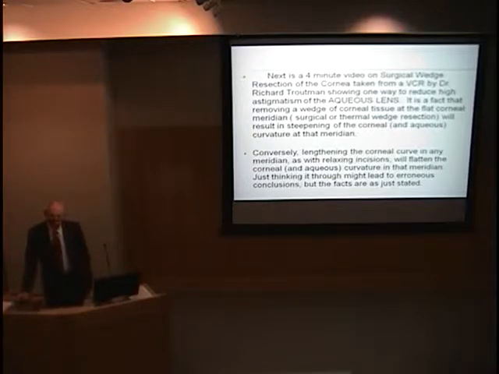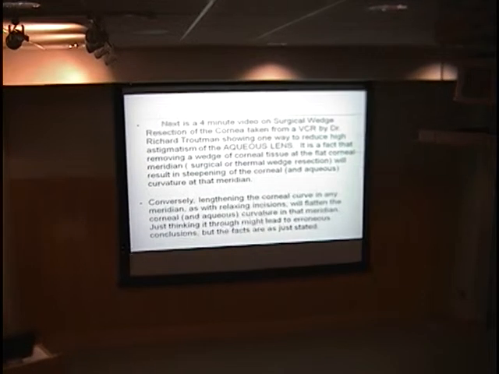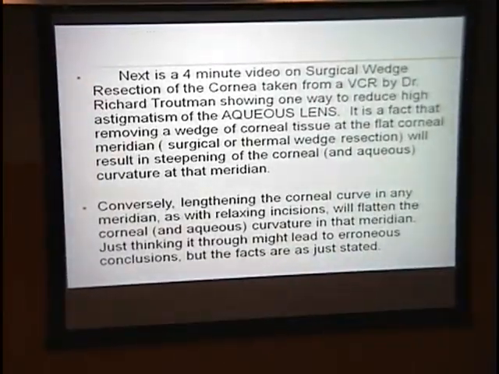Next is a 4-minute video on surgical wedge resection of the cornea taken from a VCR by Dr. Richard Trautman, showing one way to reduce high astigmatism of the aqueous lens. It is a fact that removing a wedge of corneal tissue at the flat corneal meridian, whether it's a surgical or thermal wedge that's being resected, will result in steepening of the cornea and aqueous curvature at that meridian. And conversely, lengthening the corneal curve in any meridian, as with relaxing incisions, will flatten the cornea curvature at that meridian.